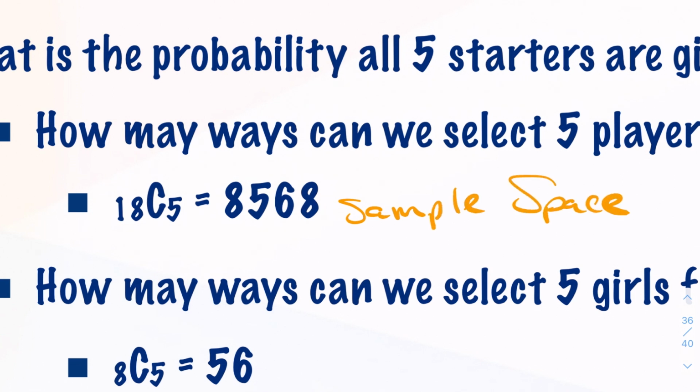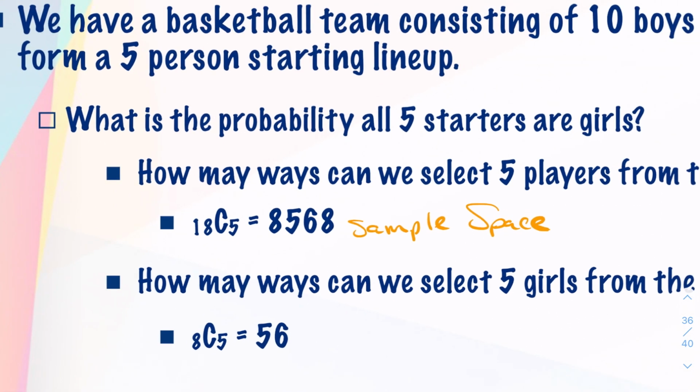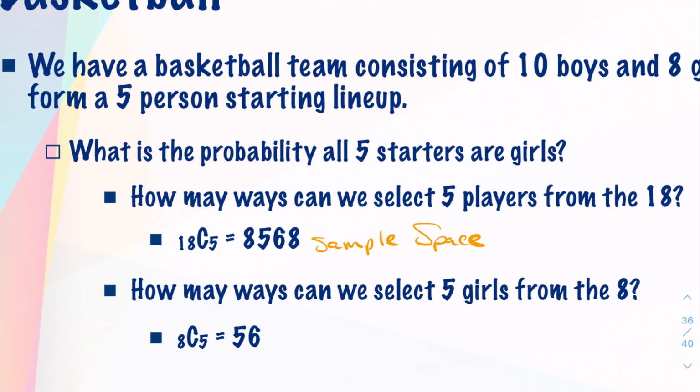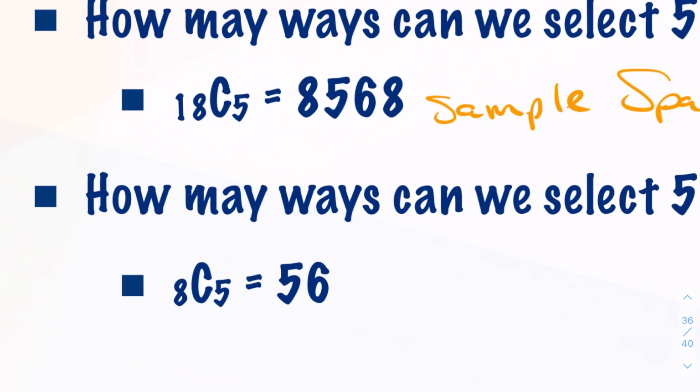And once I have my sample space, or my denominator, my total amount, how many ways can we select 5 girls from the 8? Notice that it is more specific. We're not choosing from the 18 that's including the guys. Now we just want 8 choose 5.